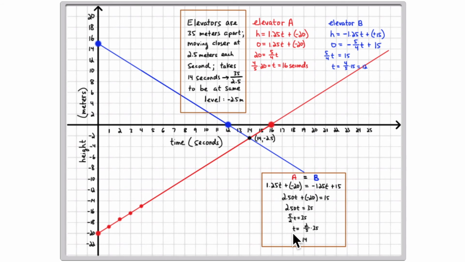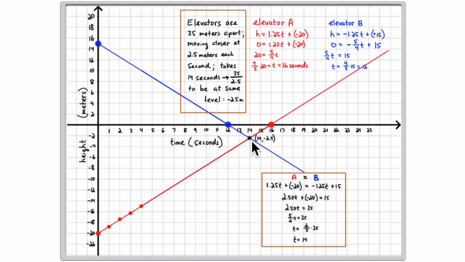So dividing by 2.5 is the same as multiplying by 2/5 right here. So this is 5 halves. Divide 35 by 5 halves. That's the same as 35 times 2/5. And this makes this calculation a little bit easier. 35 divided by 5 is 7. 2 times 7 is 14. Now to get this, so it's 14 seconds.